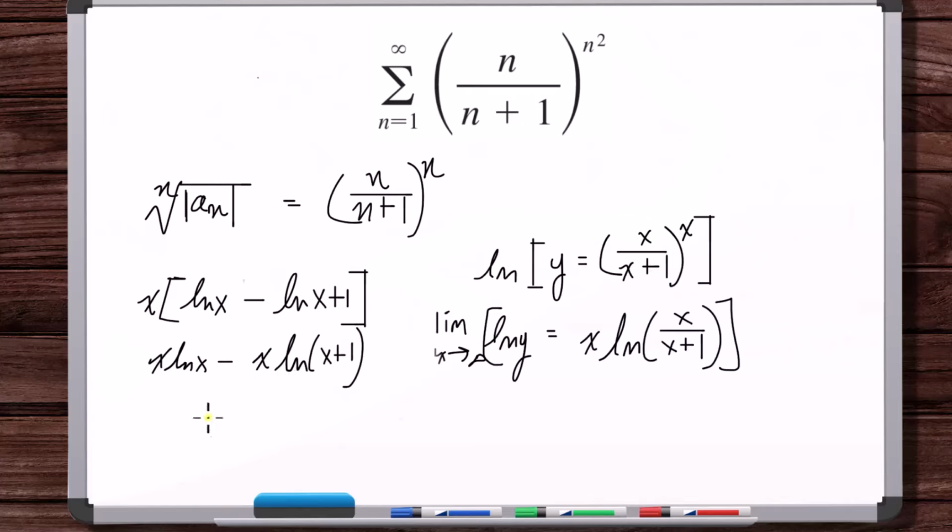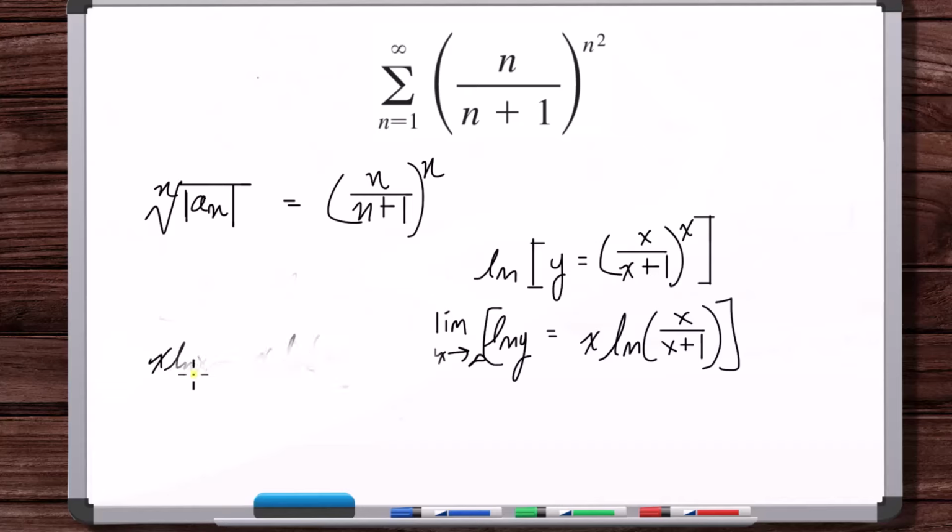When it comes to the ratio and root test, remember we don't have to find the exact limit. If we can validate that the limit is definitely greater than or less than 1, then that's good enough for the ratio and root test. So, let's try this. We've got infinity times 0. This is indeterminate form infinity times 0. So what we can do is write it this way.